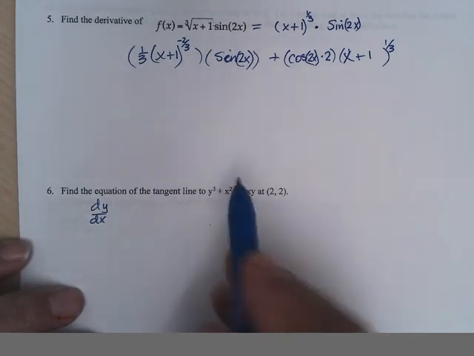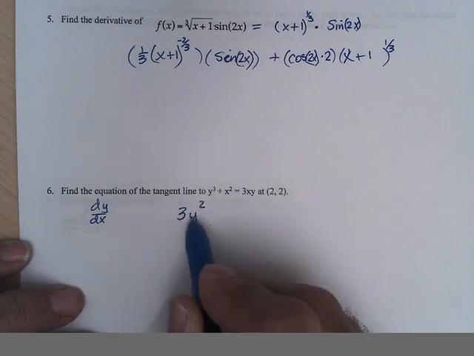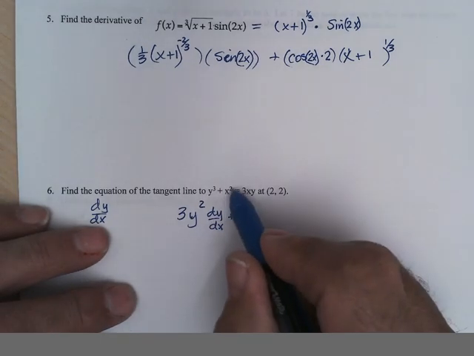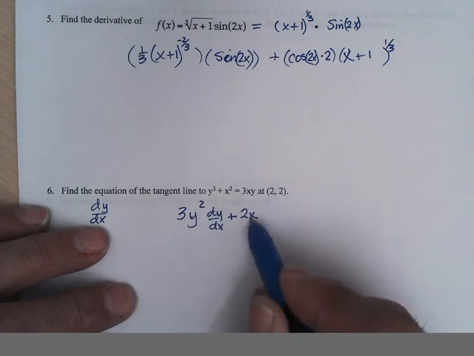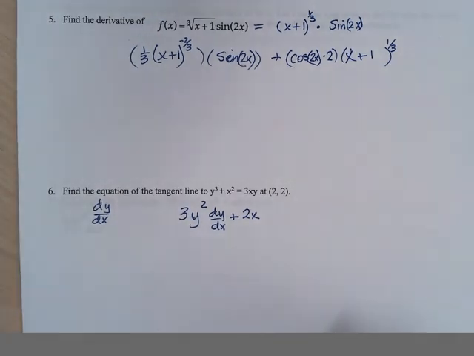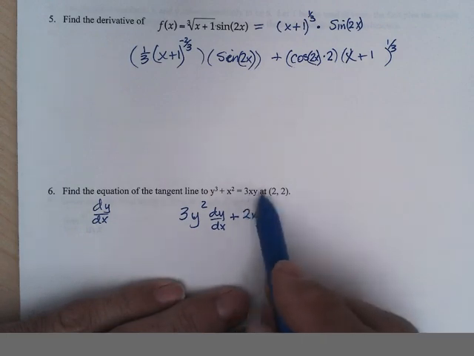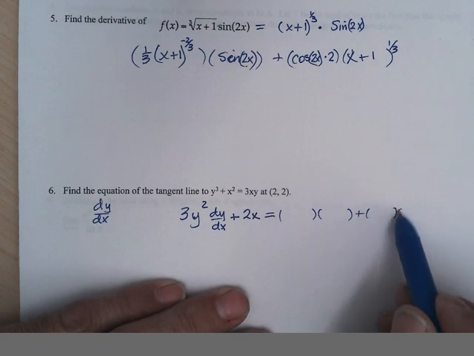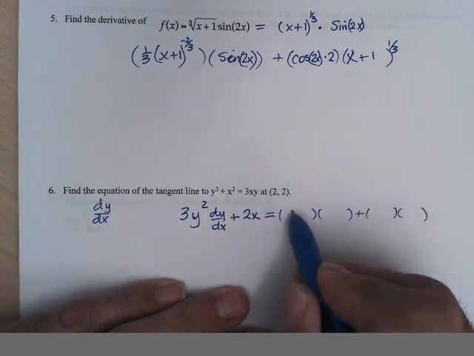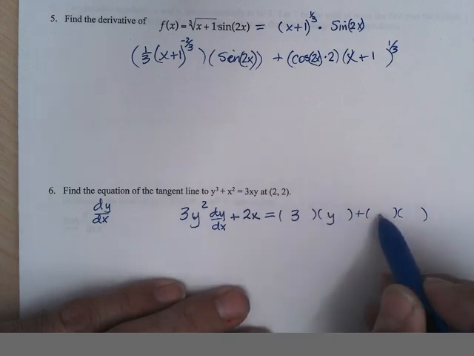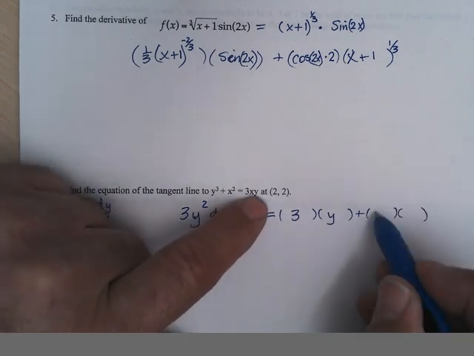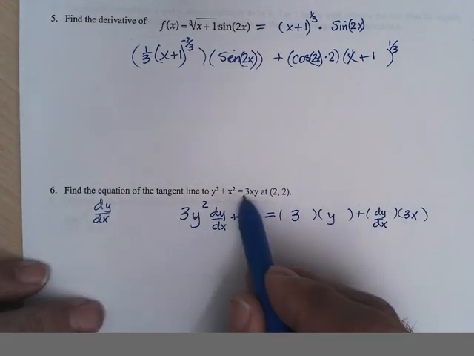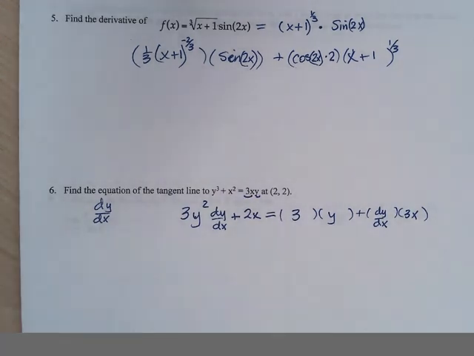So when we take the derivative of y to the third, it's 3y squared, but the variable is not x, so we have to go dy/dx. Plus the derivative of x squared is 2x, the variable's x, so we don't have to do dy/dx. Equals, now we have a product, 3x times y. So the product rule. The derivative of 3x is 3 times the second one, plus the derivative of the second, the derivative of y is dy/dx, times the first, which I'm calling 3x. I thought of this as 3x and y as the two things multiplied.